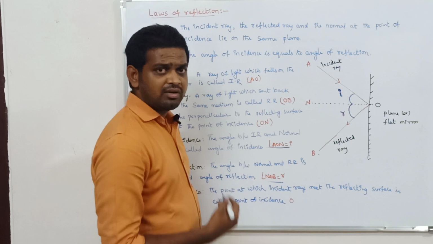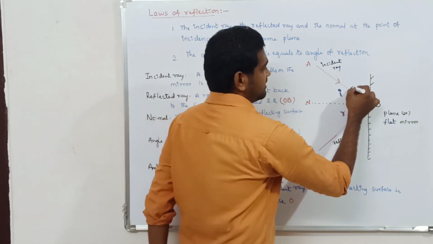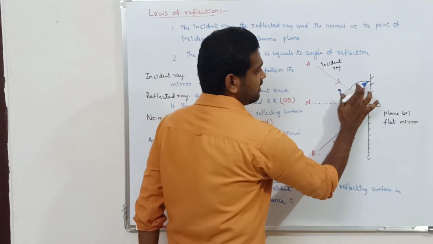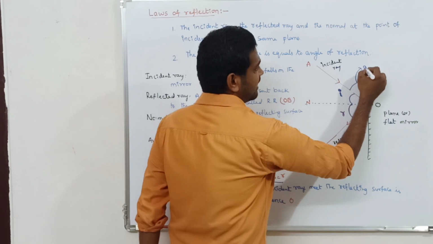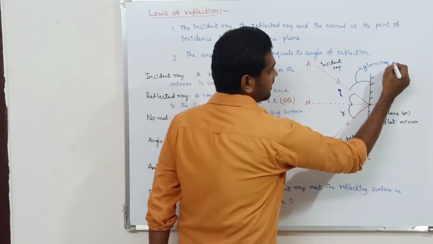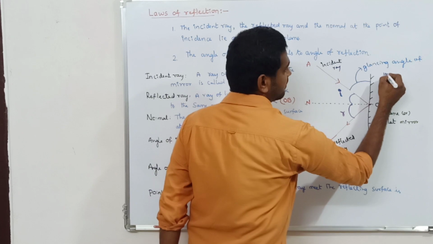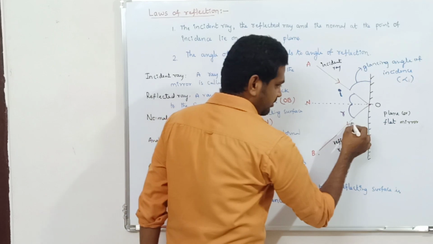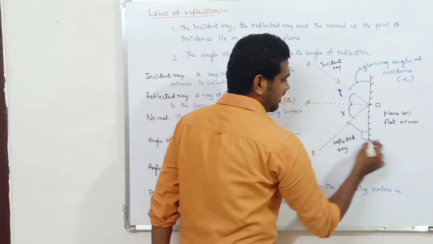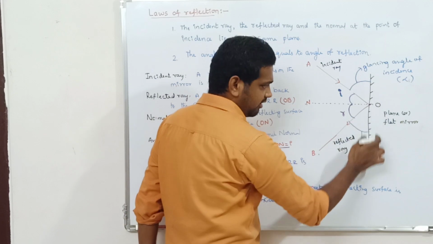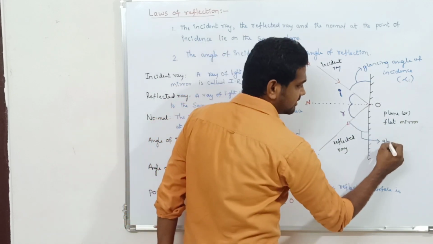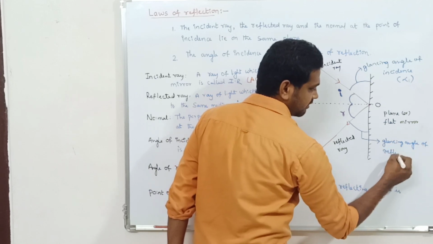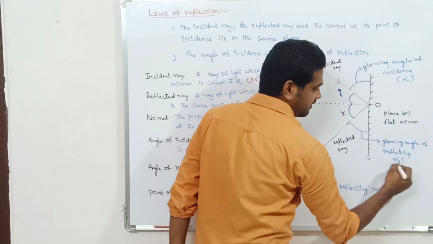And there is some more terminology. The angle between the incident ray and the reflecting surface is called the glancing angle of incidence. It is denoted by alpha suffix I. Coming to the angle between the reflected ray and the reflecting surface, that is called the glancing angle of reflection.